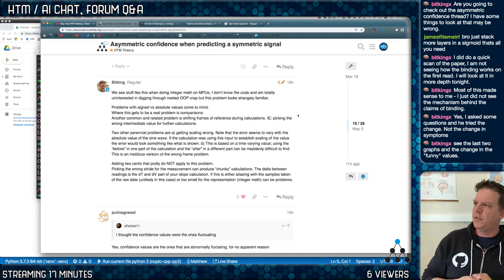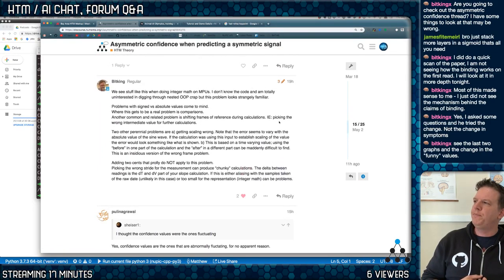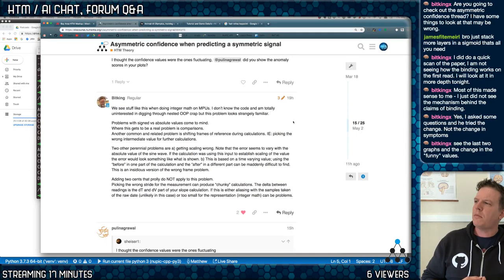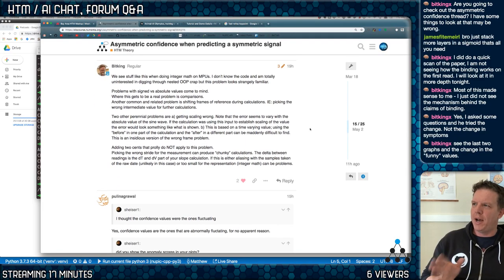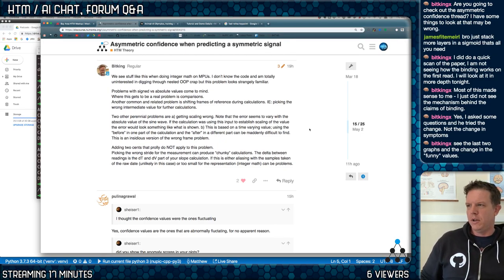So we see stuff like this when doing integer math, and you wrote an article about this too, that I figured you would link here. Anyway, on HTM, I don't know the code and am totally uninterested in digging through the nested OOP stuff. Yeah, I don't want to either. It's not so bad in the spatial pooler, most of that logic is pretty clear in the Python code anyway.